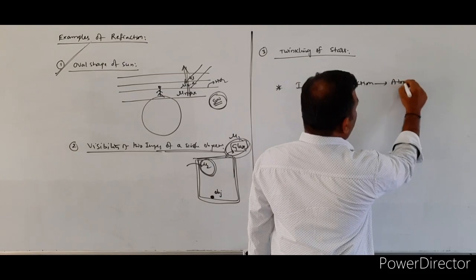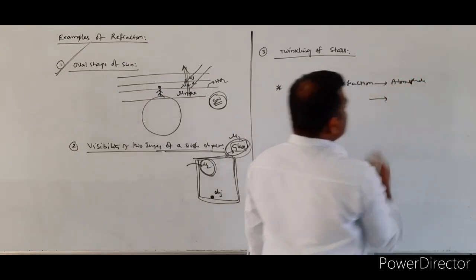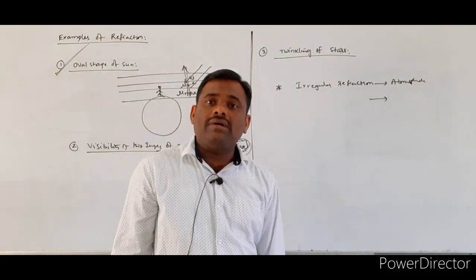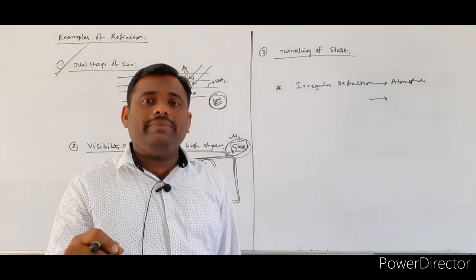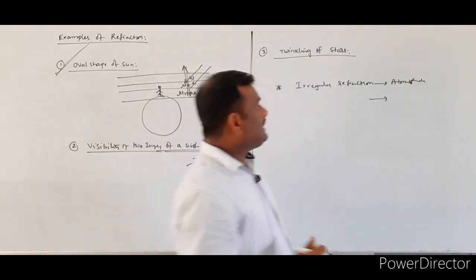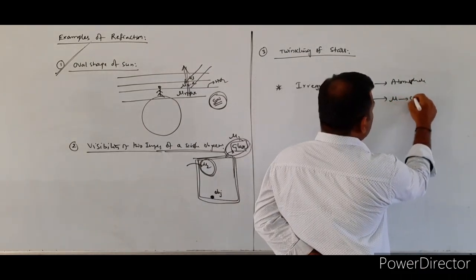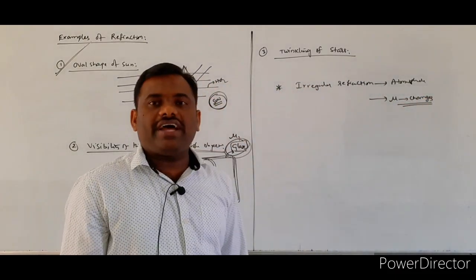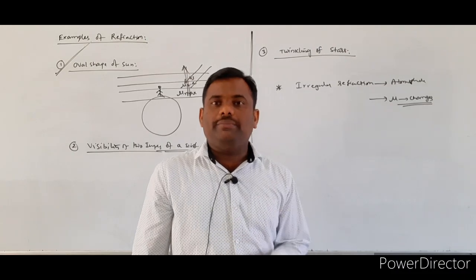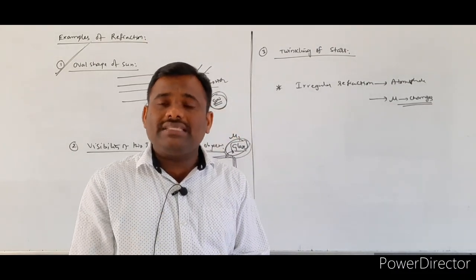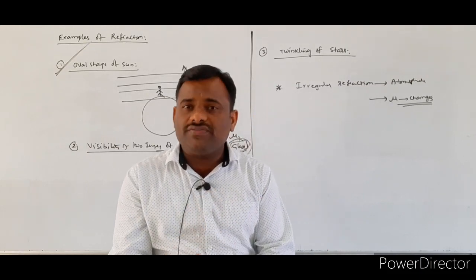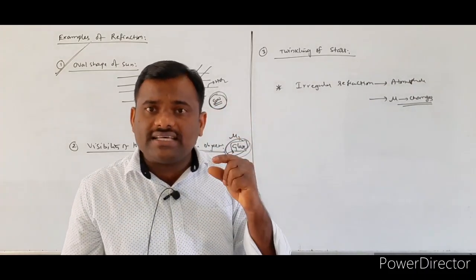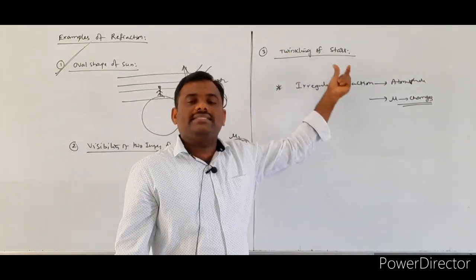What is the reason behind the irregular refraction that takes place within the atmosphere? Within the atmosphere, the refractive index of the atmosphere changes continuously. As a result, this type of irregular refraction takes place. Because of that, sometimes the refracted light rays enter onto the earth surface, and sometimes these refracted light rays do not enter onto the earth surface. Because of this reason, we feel that these stars are twinkling.